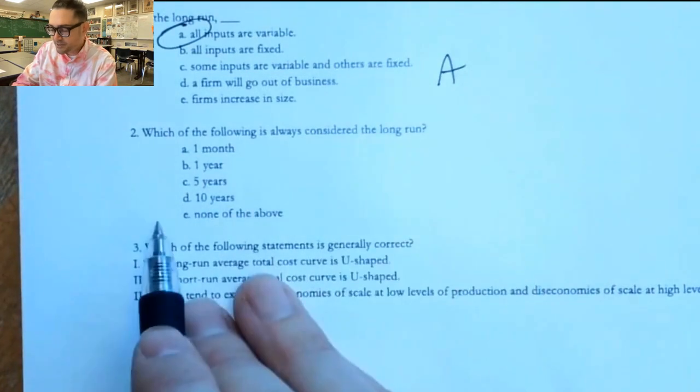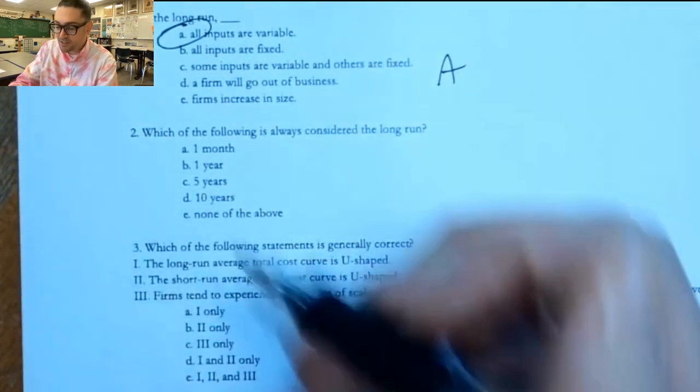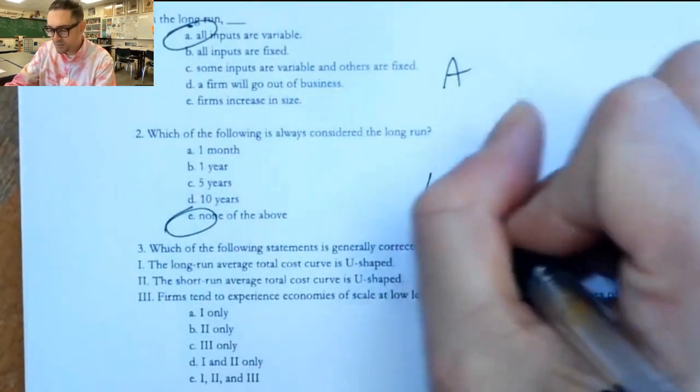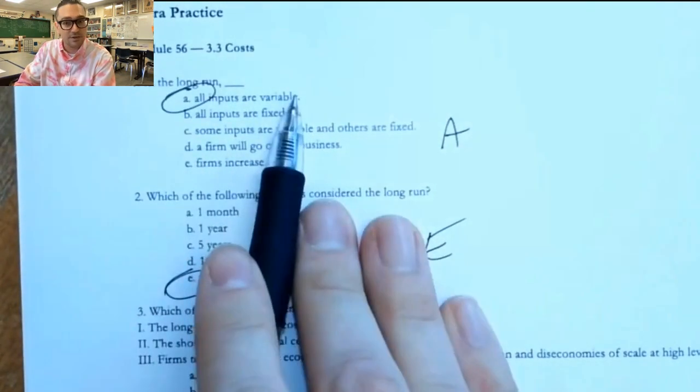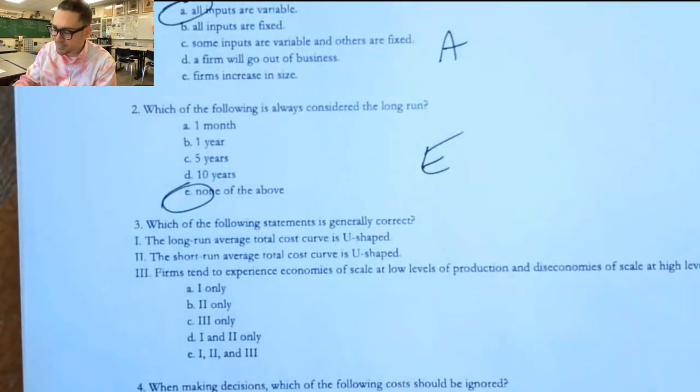Which of the following is always considered the long run? A month, a year, 5 years, none of the above. None of those actually tells us what the long run is. The definition of the long run is that all the inputs are variable. Time is not actually the matter here.